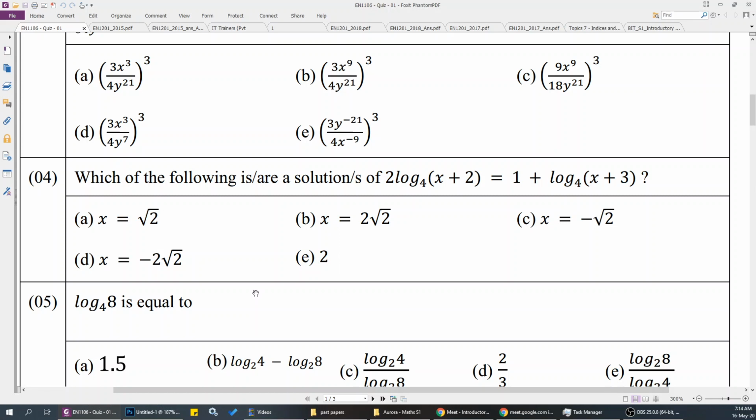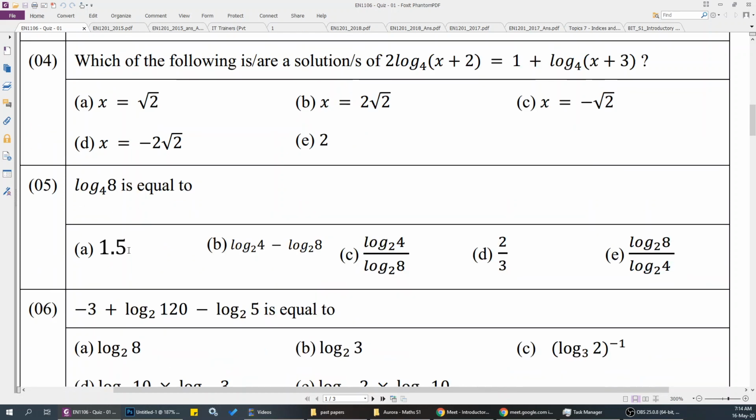See if we have an answer here. Yes, we have B and D as the answers here. Root minus root 2, no, it's not an answer. 2, not an answer. Root 2, it's not an answer. Our answers are B and D. Okay, thank you. And I'm going to move to the fifth question now.